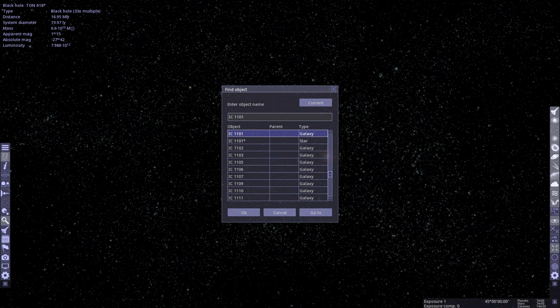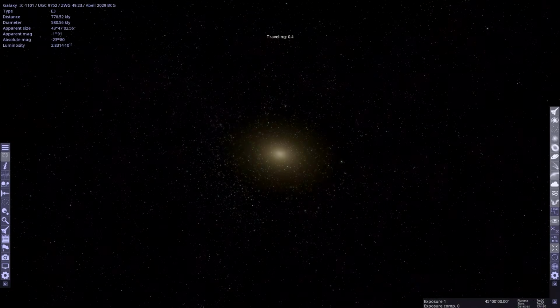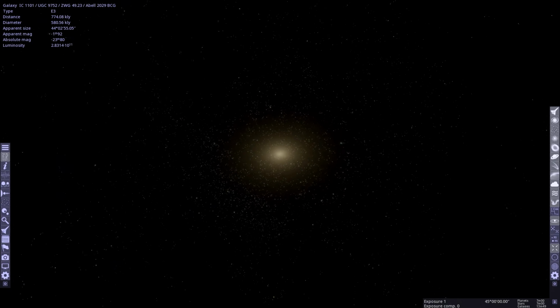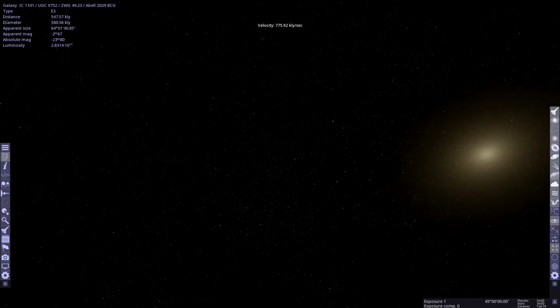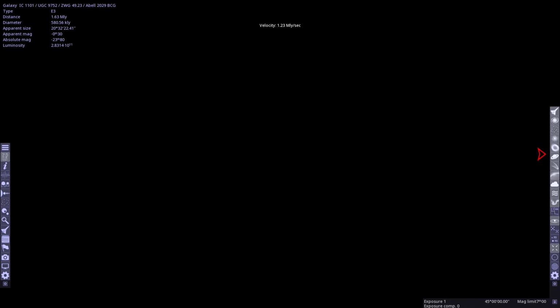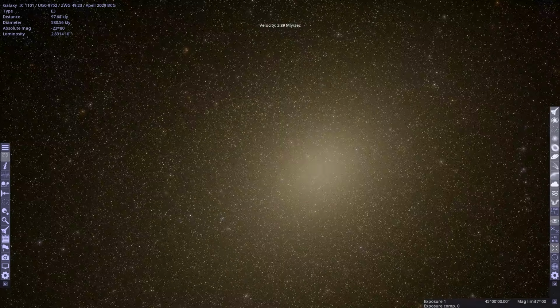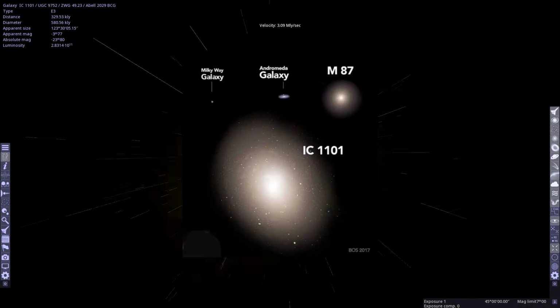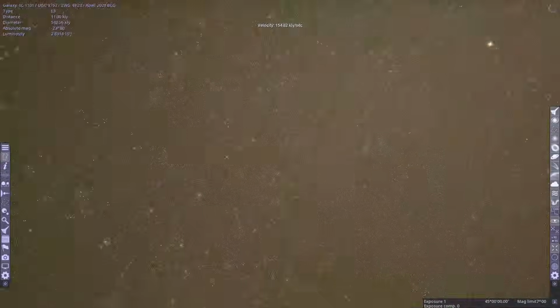The biggest galaxy is IC 1101. Now this galaxy is huge. I don't know what KLY stands for. I'm guessing kilometer light years. But if you put up a picture of the Milky Way next to this, it would absolutely dwarf it. It would look tiny.